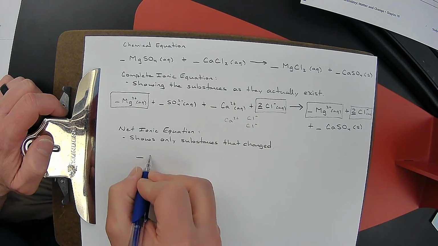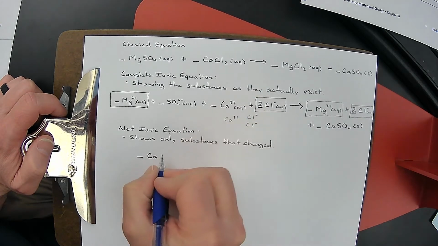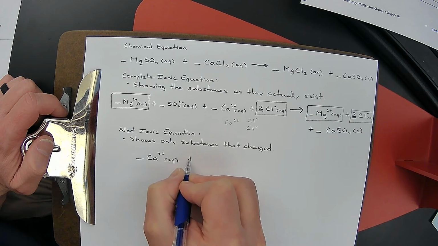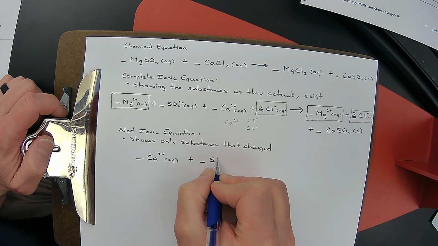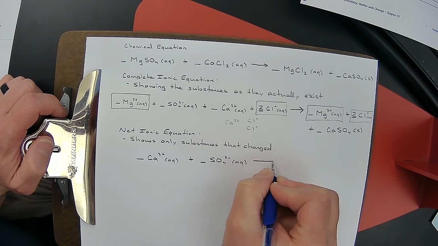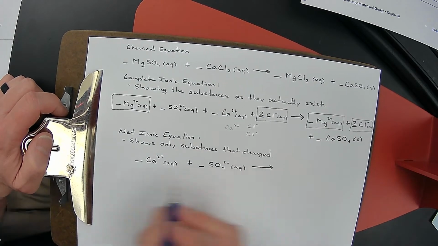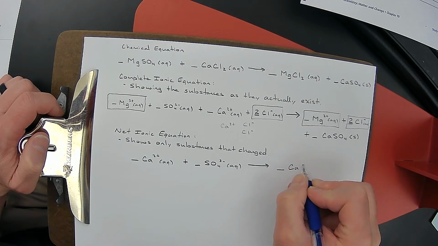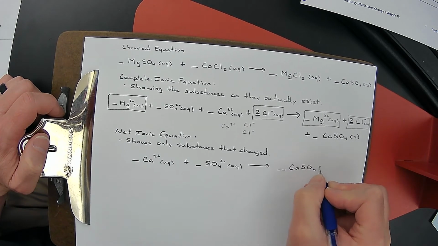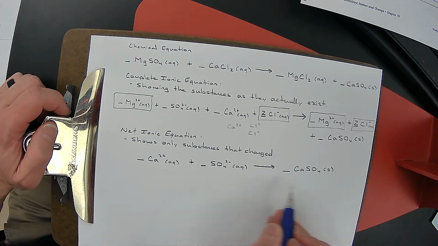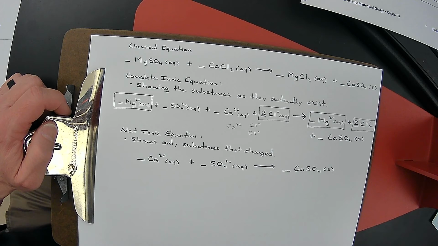I'm going to write the Ca first just because it's the positive one. It doesn't have to be written first. So Ca2+ and SO4 2- in an aqueous solution floating around, and they are so strongly attracted to each other, they stick together to form a solid precipitate. And this is our net ionic equation.